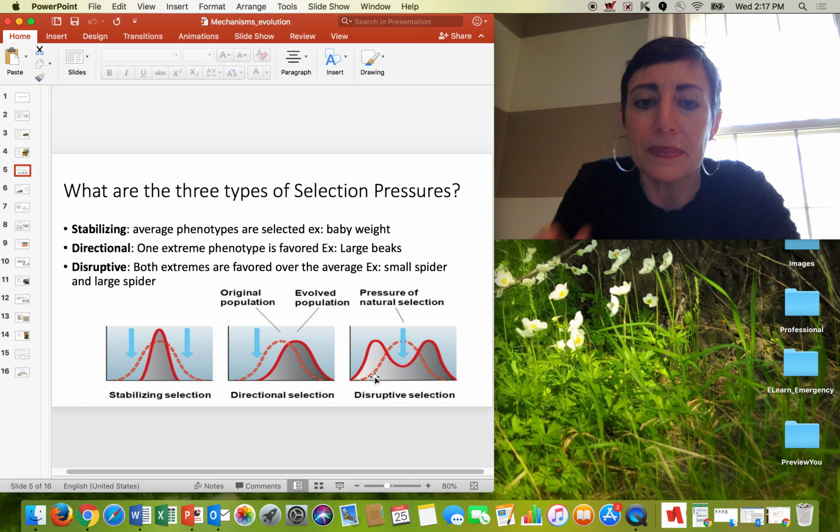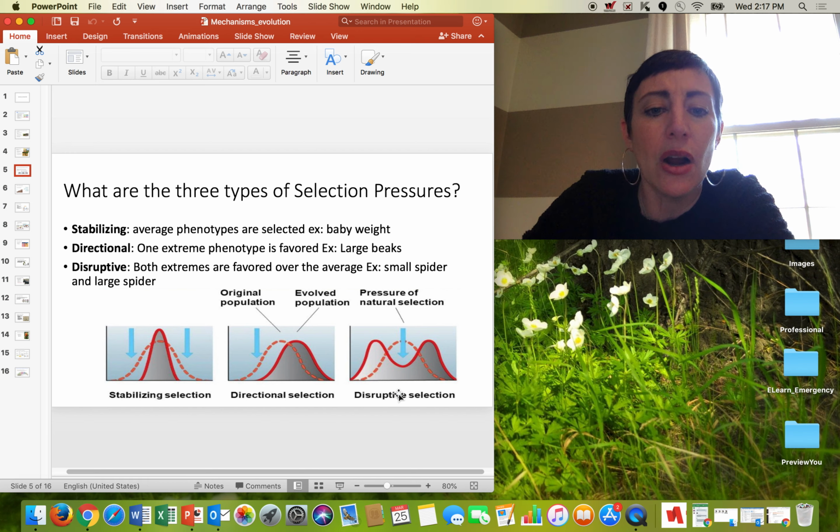Okay, again, these are the three different types of evolution that we might see happening based on selection pressures in the environment. Okay, now you probably need to recognize those.